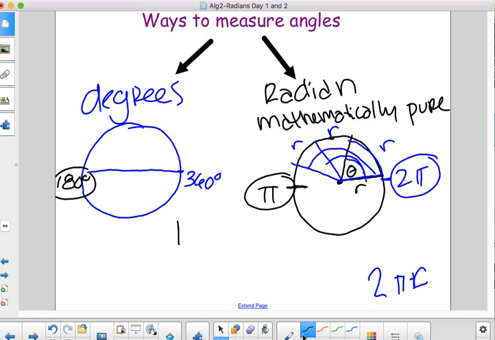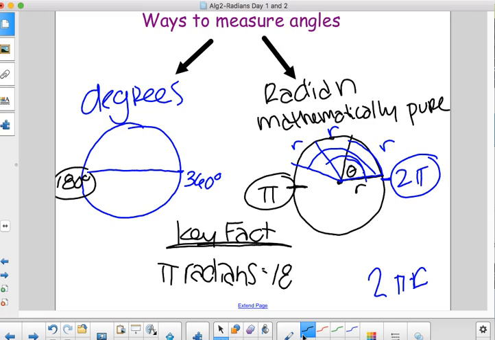The key fact is that pi radians equals 180 degrees. We could say that 2 pi equals 360, but we can divide that 2 away to make it simpler to work with. So the key part is that there is a conversion. There has to be a conversion because they both measure angles. The key part is that pi radians is 180 degrees.